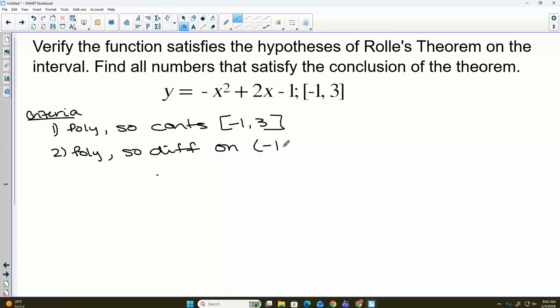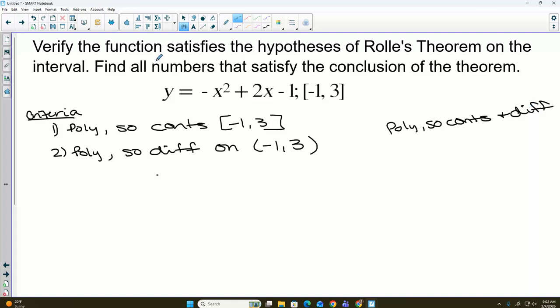The actual theorem only requires it to be differentiable on the open interval. I'm not super picky here on how much you give me. If you just wrote, that's a polynomial, so continuous and differentiable, I would take that. I just need to know that you're thinking about those things. We don't have any breaks in the graph. Polynomials, their derivatives always exist.